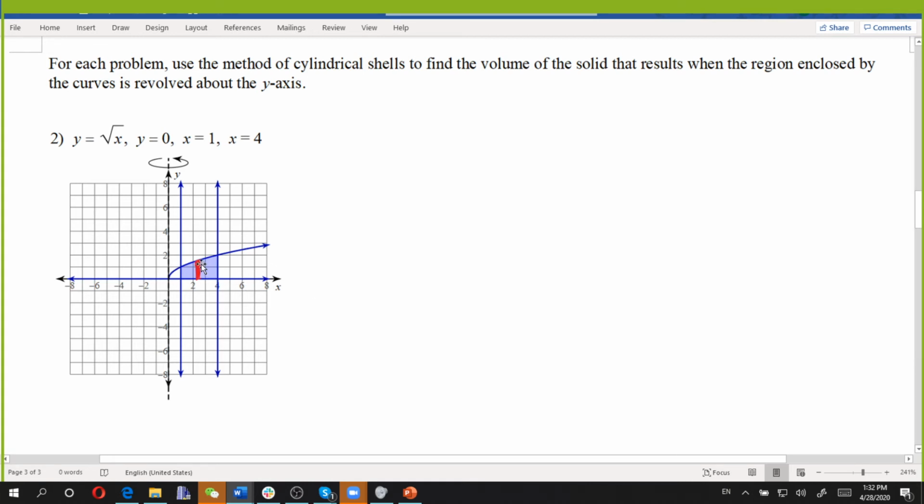I want to know what the height will be between these two functions. So what should my height be? Two. So my height will be 2 only at the point 4. But since we're going to move this rectangle all the way from the left to the right, and it's going to get bigger as we go, I do need a variable in my equation somewhere.